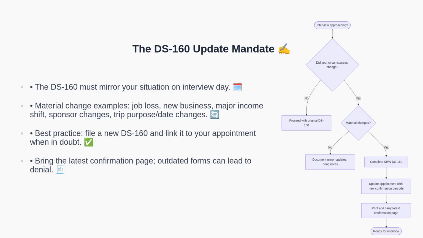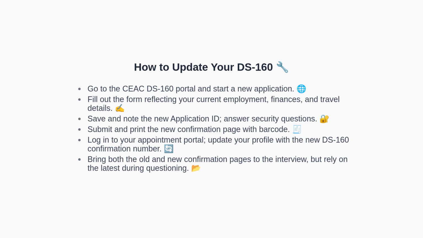Now that we understand the mandate, we will detail how to actually update and link the new DS-160. First, access the DS-160 portal and start a new application. Next, complete the form to fully capture your current employment, financial, and travel details. Then, save the application and record the new application ID. After submission, print the new confirmation page with the updated barcode. Subsequently, log in to the visa appointment portal and update your profile with the new DS-160 confirmation number. Finally, take both the old and new confirmation pages to the interview for reference, but expect that the consular officer will rely on the latest submission.